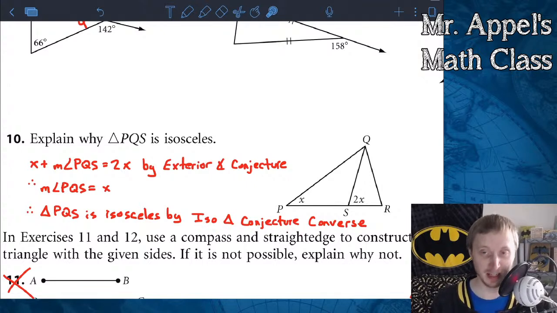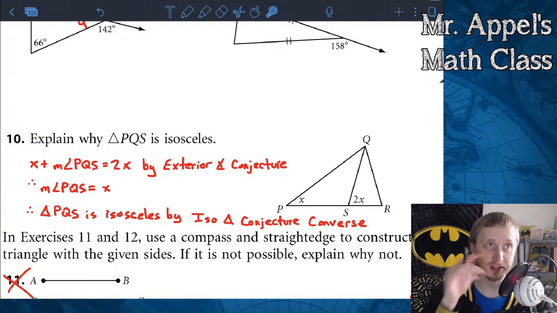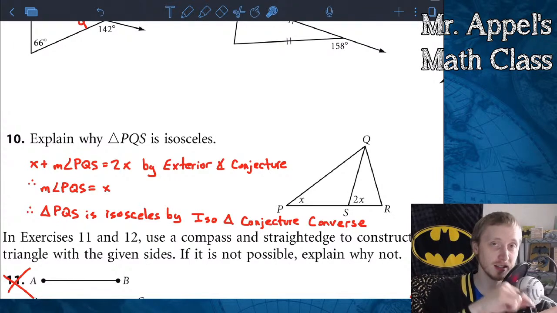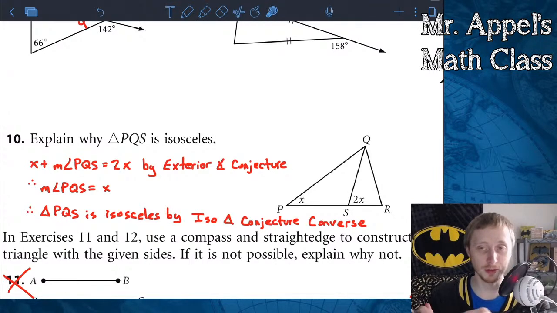And we gave that statement a name, right? If two angles are congruent, then the triangle is isosceles. That's the converse of the isosceles triangle conjecture. Because the original isosceles triangle conjecture said if it's isosceles, then the two base angles are congruent. So we use that backwards there.